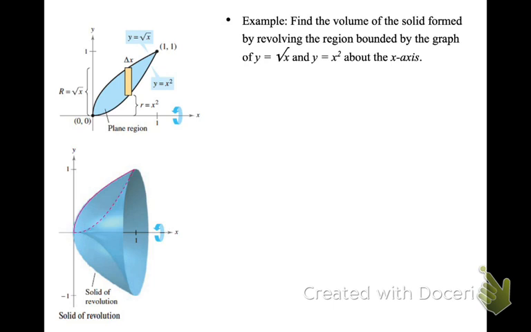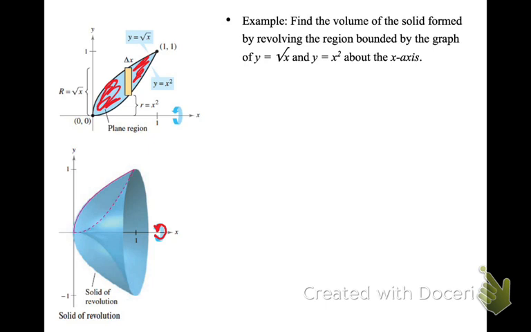Okay, so the top is a cross section, this cross section right here. Then I rotate it about the x-axis, and this is the shape that it would form. So you have to know when the disc method would be useful and when the washer method would be useful. The washer is when there is a hole in the center. Do I have a hole in the center? Yes. Find the volume of the solid formed by revolving the region bounded by the graphs of y equals the square root of x and y equals x squared about the x-axis.